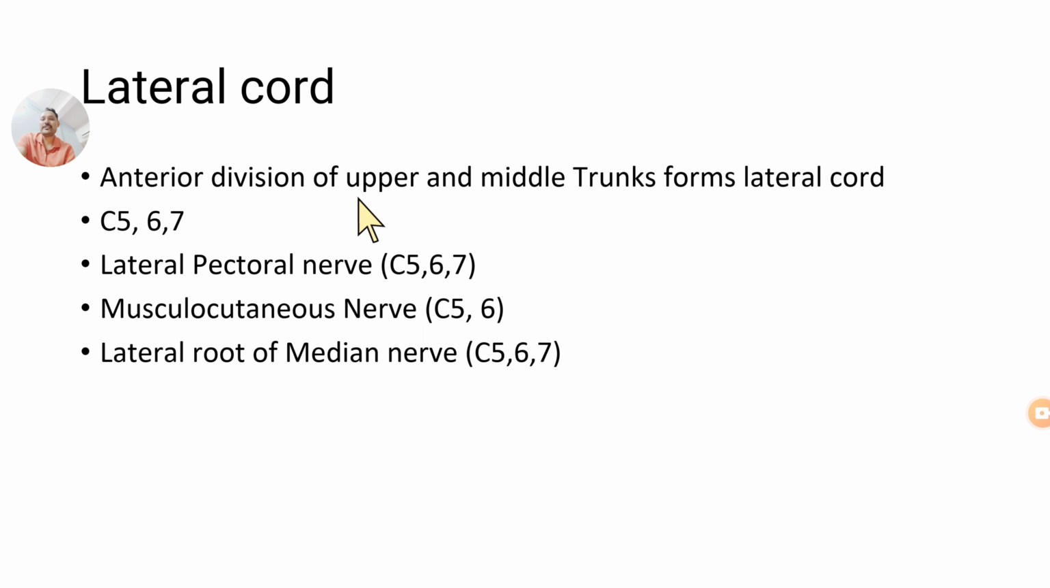So anterior division of the upper and the middle trunks forms the lateral cord, and they have major root values as C5, C6, C7.